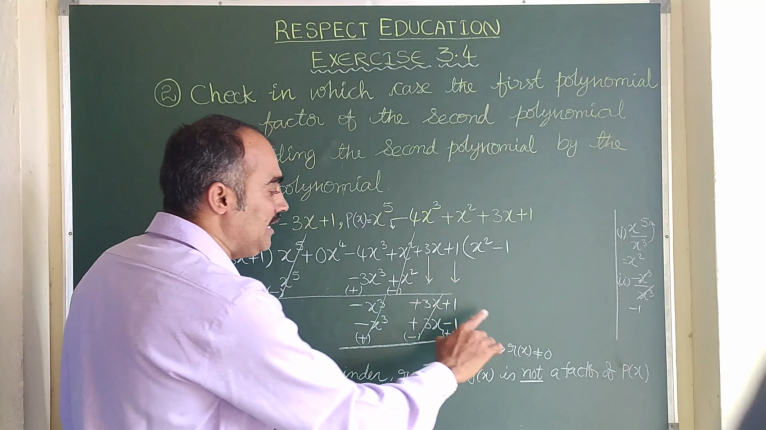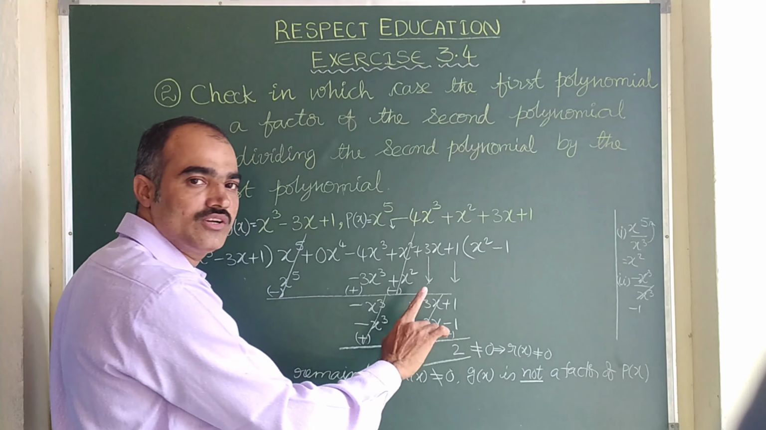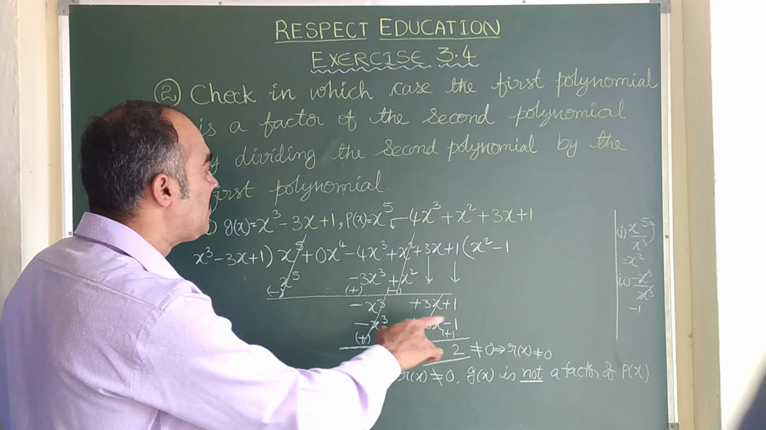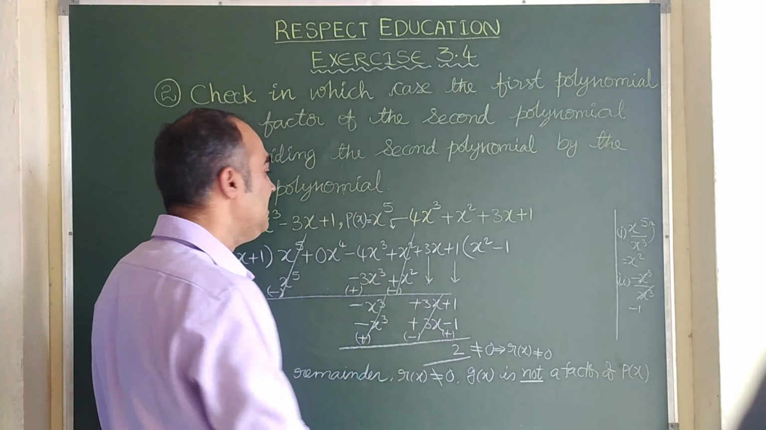Here you just try to understand why it is not. Clearly I am saying r of x is non-zero, it is not equal to 0. If the remainder is not equal to 0, then g of x, that is the first polynomial, is not a factor of the second polynomial, that is p of x. With this, the third bit gets completed.